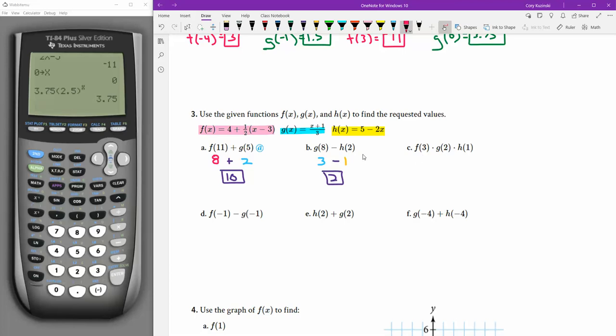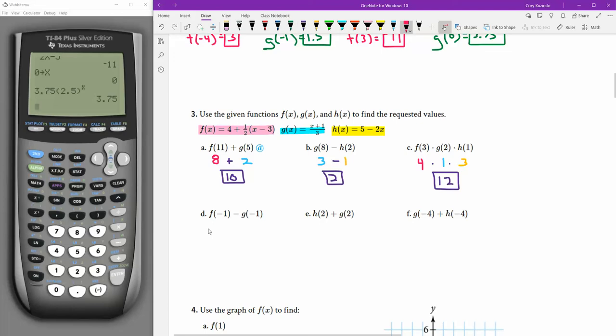All right, f of 3. 3 minus 3 is 0. Half of 0 is 0, plus 4 is 4. G of 2. 2 plus 1 is 3. 3 divided by 3 is 1. And h of 1. 2 times 1 is 2. 5 minus 2 is 3. All right, so we're multiplying all these. 4 times 1 is 4, times 3 is 12. Hopefully with the color coding, you can see where everything's coming from here.